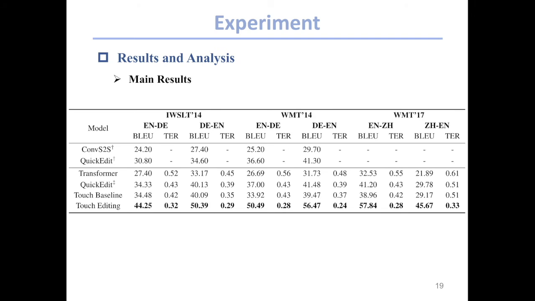We use BLEU and TER as metrics to compare different methods. The main results are shown in the table. It's obvious that with more interaction actions, our method strongly outperforms automatic machine translation and quick edit. Comparing to touch baseline, our method also achieves much higher performance, which shows that the lexical prediction of insertion and substitution actions are crucial for translation refinement.